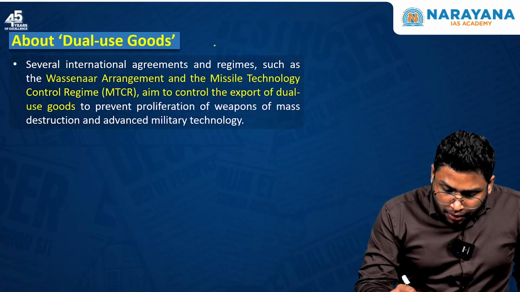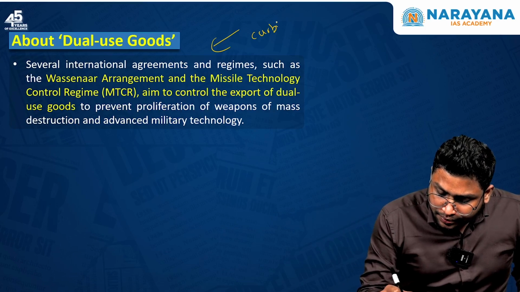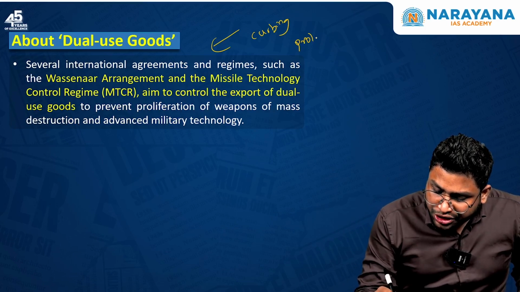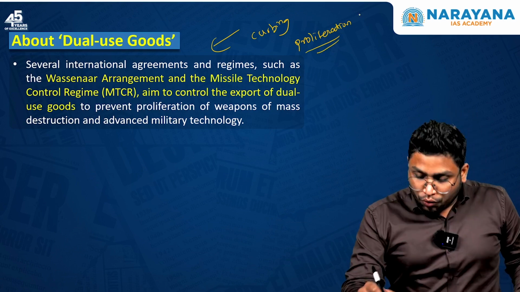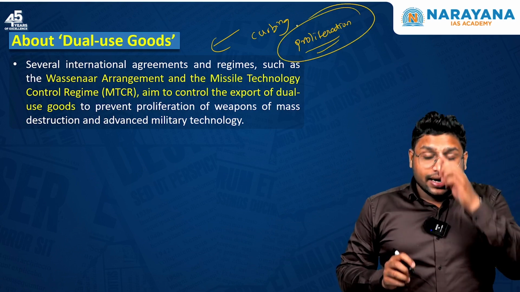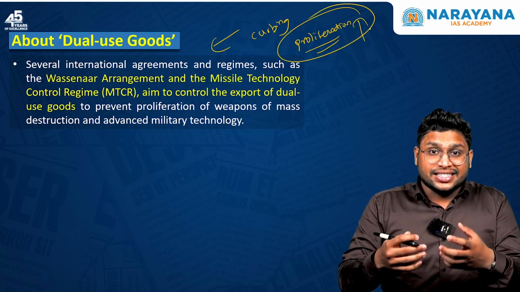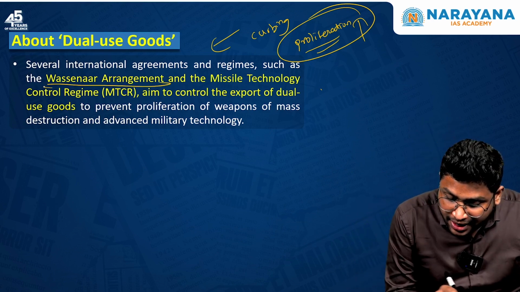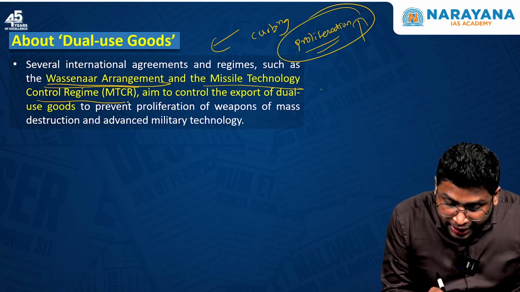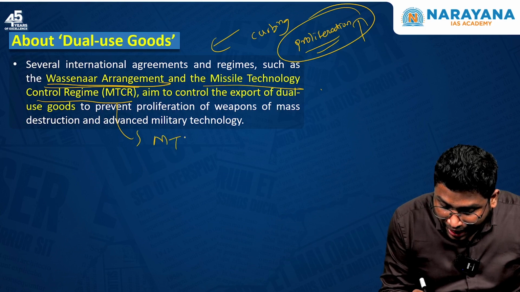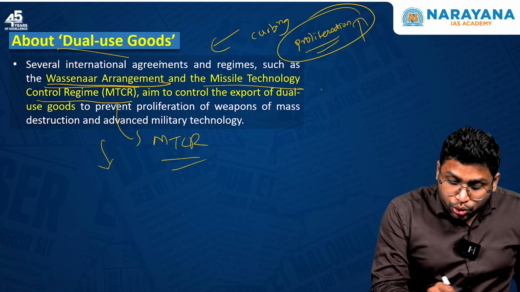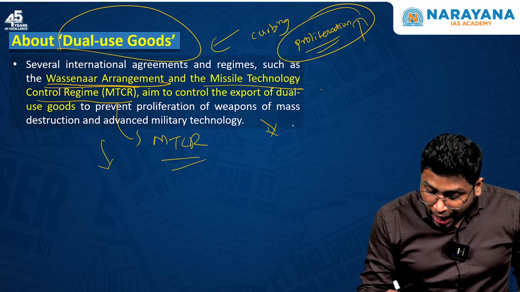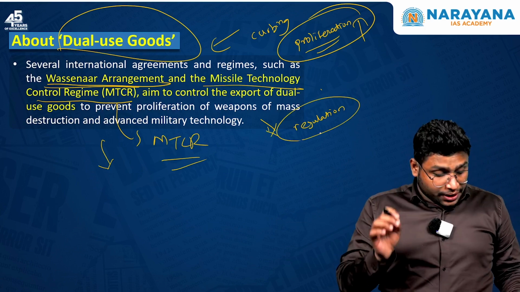Now, for curbing the proliferation of dual-use goods, there are some mechanisms. What do I mean by proliferation? That such goods should not increase. And for that, we have the Wassenaar Arrangement, and the Missile Technology Control Regime, that is MTCR. Such arrangements are already made so that such dual-use goods and technologies are regulated by the world.